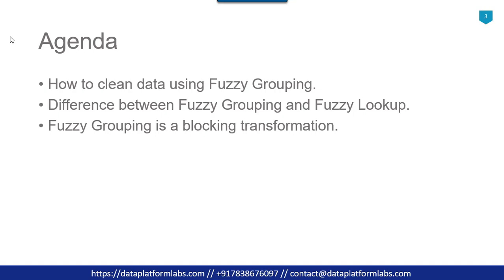table to correct the data. It reads data from the source, compares the source data with the reference table, and then based on the data in the reference table it corrects the data. But fuzzy grouping does not require any reference table to correct the data. It actually uses the source data itself to correct the data.